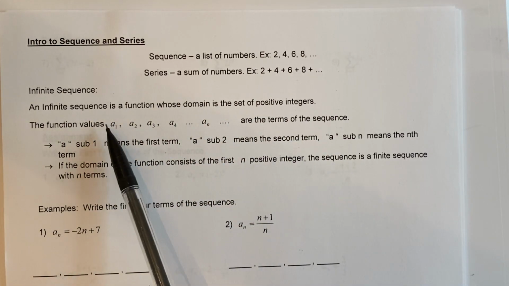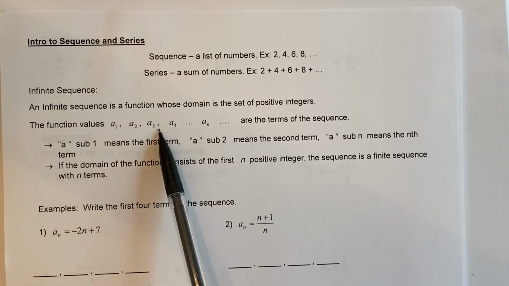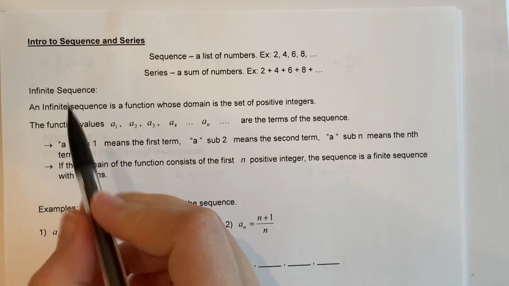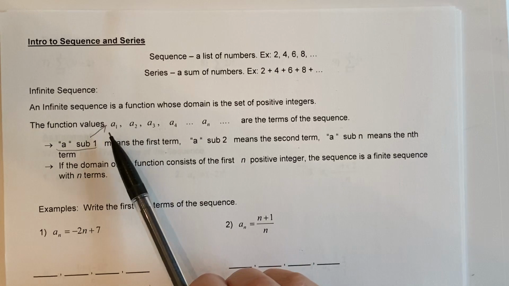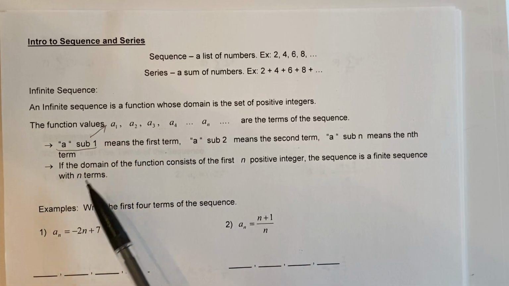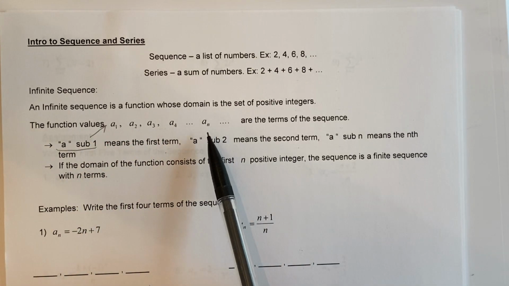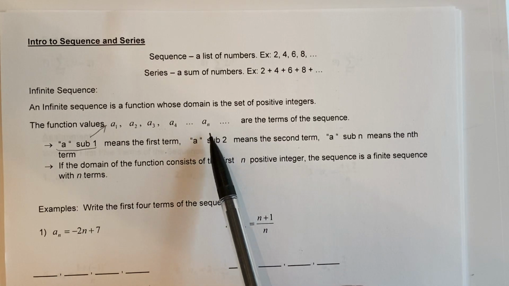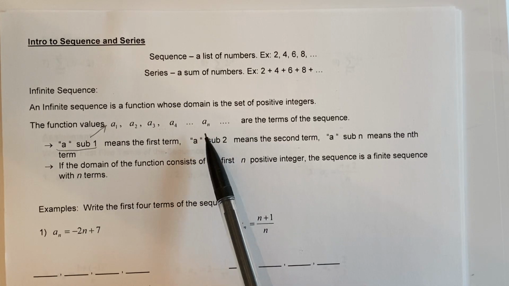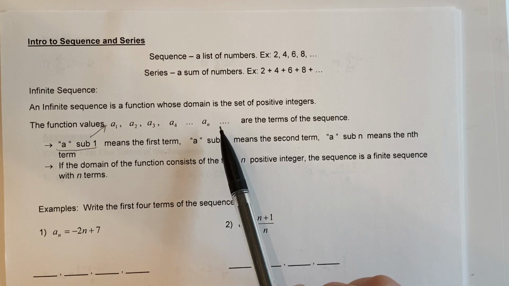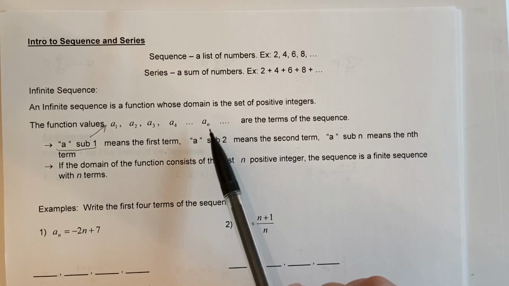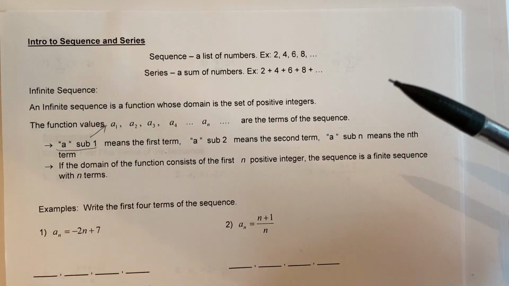So you have a1, a2, a3, but the way you read that is a sub 1. So that just means the first term. So here's the first term, second term, third term, fourth term. You get it. a sub n, they just use n because there is no last term, so n could be anything. n could be the 32nd term. n could be the 541st term. n is just a variable to say any term in this sequence.